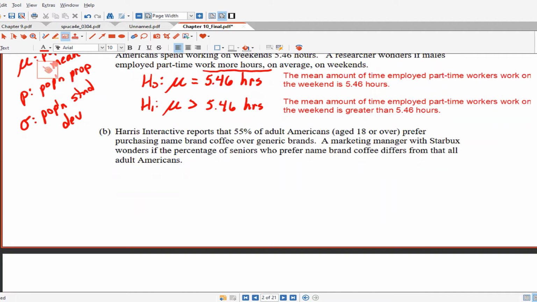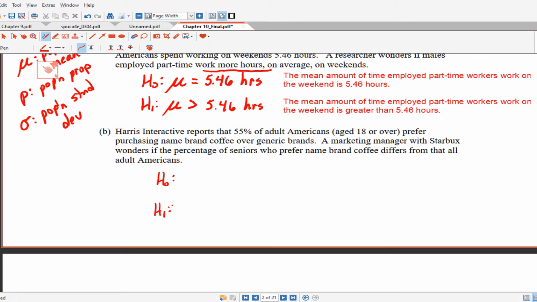So now let's look at letter B. Harris Interactive reports 55% of adult Americans aged 18 or over prefer purchasing name brand coffee over the generic brands. A marketing manager with Starbucks wonders if the percentage of seniors who prefer name brand coffee differs from that of all adult Americans. So again, we're going to determine the null and alternative hypothesis. What is the parameter of interest here?